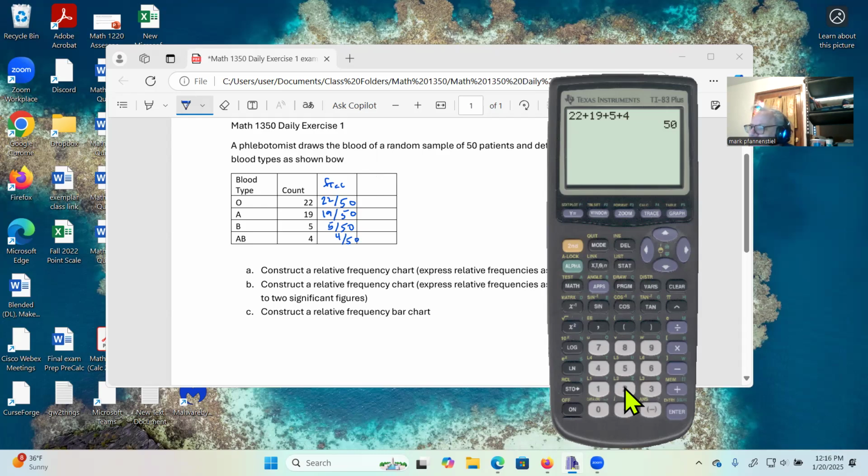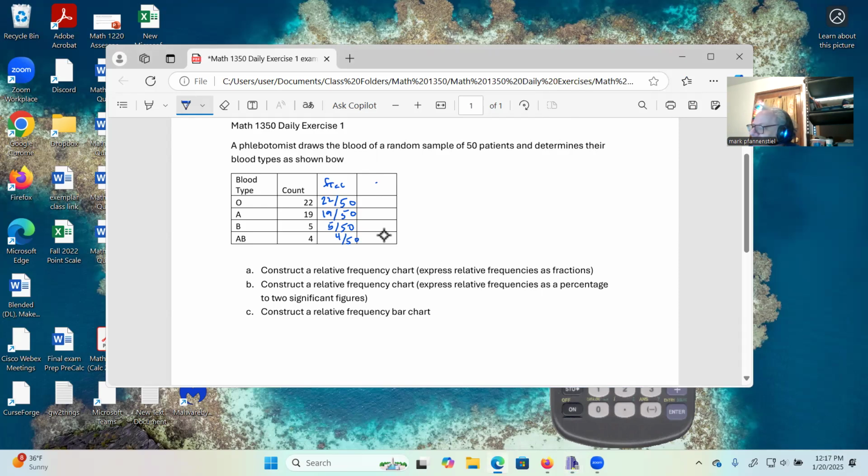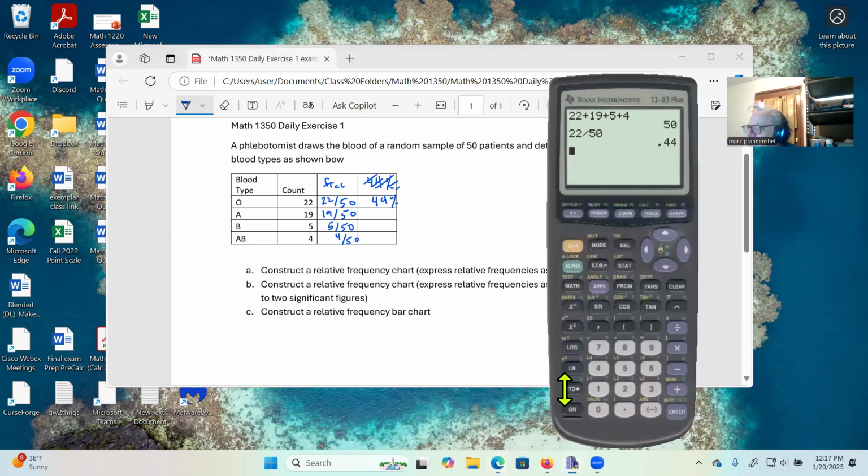So right now, we're going to take 22 divided by 50, and that's going to be our first percentage here. So we can say, okay, this is 0.44, or 44%. I'm sorry, we should write that in the correct little box here, 44%. Let's get rid of this. That's all we did for the first one.